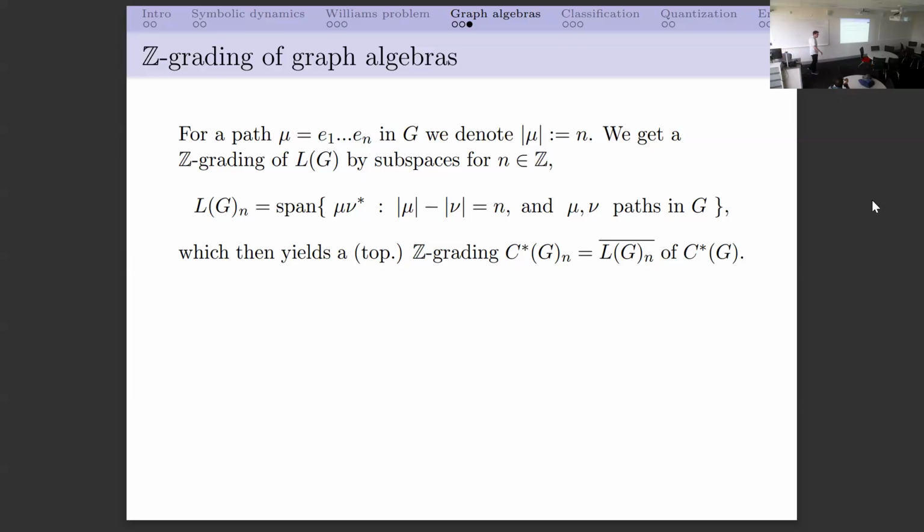What is a grading? A grading means that I take a component in the nth component and the mth component, I multiply them together, I land in the n plus mth component. In particular, the zero graded component is a subalgebra. And I think your assumption is it's a strong grading. Yes, I specifically put here a topological grading. Yeah, but it's strong, so saturated, you mean? Yeah. Okay, thank you.